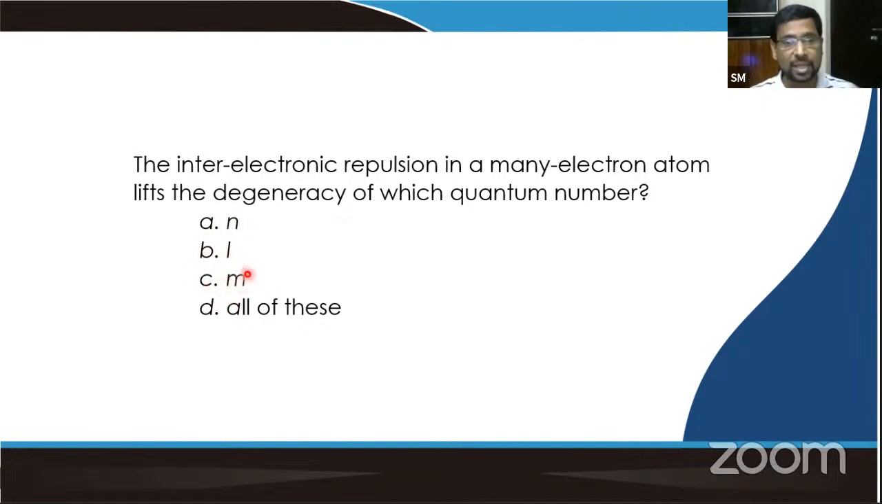What about M? The magnetic quantum number doesn't. The name actually suggests that we can lift the degeneracy of this magnetic quantum number only by applying a magnetic field. So that means 2px, 2py, 2pz, even when there is electron-electron repulsion, these 2px, 2py, 2pz orbitals should still have the same energy. And we discussed that when we were looking at the excited state of helium atoms.